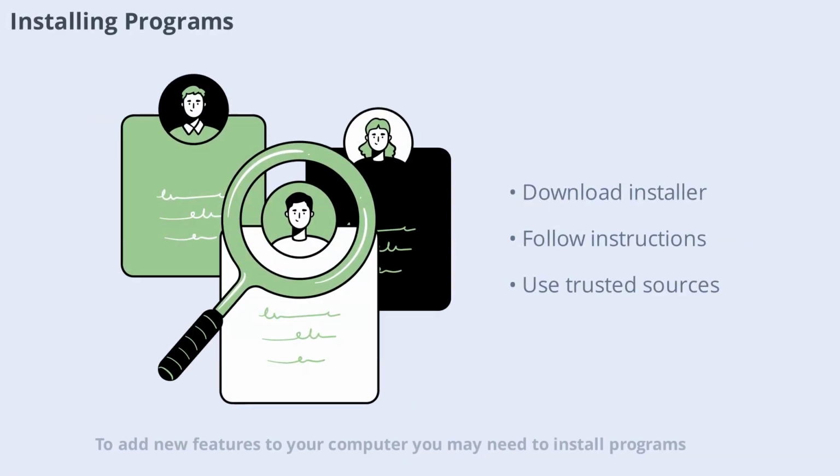To add new features to your computer, you may need to install programs. Download the installer, open it, and follow the on-screen instructions. Always read prompts carefully and only install software from reputable websites. Installing programs expands your computer's capabilities and lets you customize it for your needs.